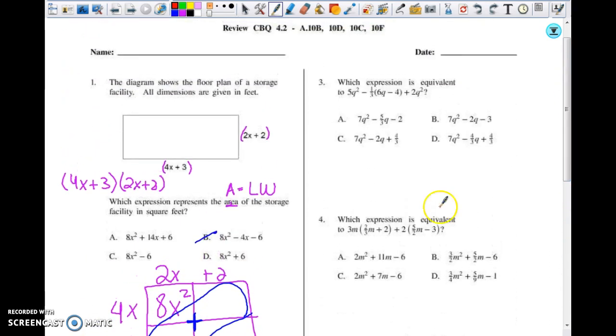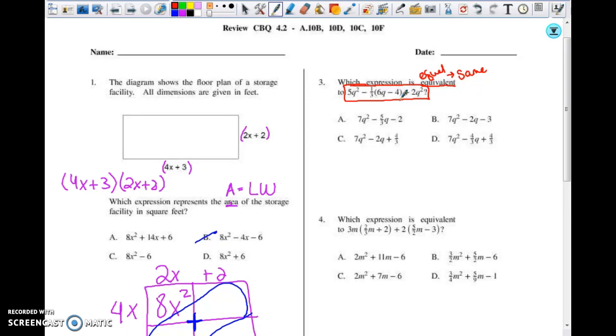Number 3, here we go again. Which expression is equivalent, right? So again, we're looking for something that's the same, right? Because this means equal, okay? So they gave us this whole expression. Now, if you notice, I see some parentheses, right? I see something that could be distributed, and then I see a bunch of pluses and minuses. So again, if you're doing it by hand, first you distribute and then take care of your adding and subtracting.